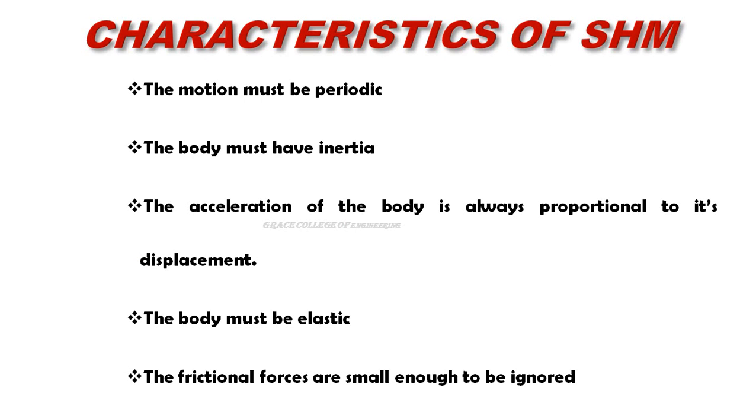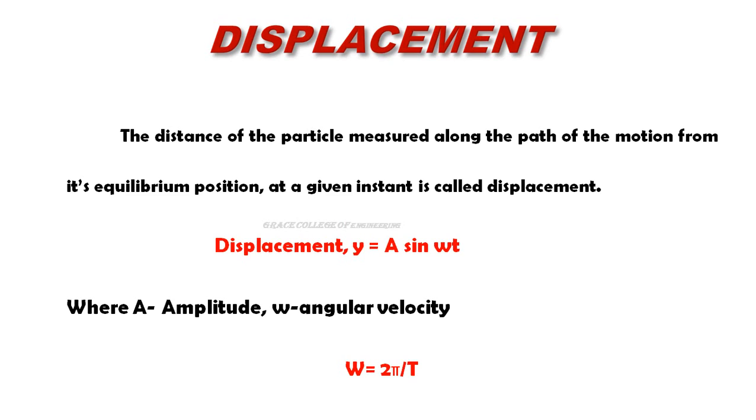Next one, characteristics of simple harmonic motion. Motion must be periodic, the body must have inertia, acceleration of the body is proportional to displacement, the body must be elastic, and the frictional forces are small enough to be ignored. Then displacement: the distance of the particle measured along the path of the motion from its equilibrium position at a given instant, that we call displacement.